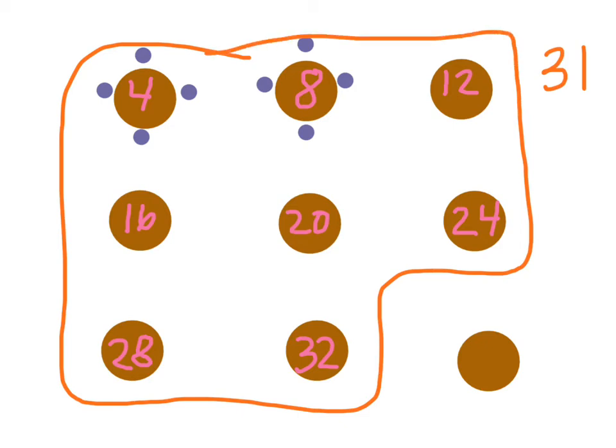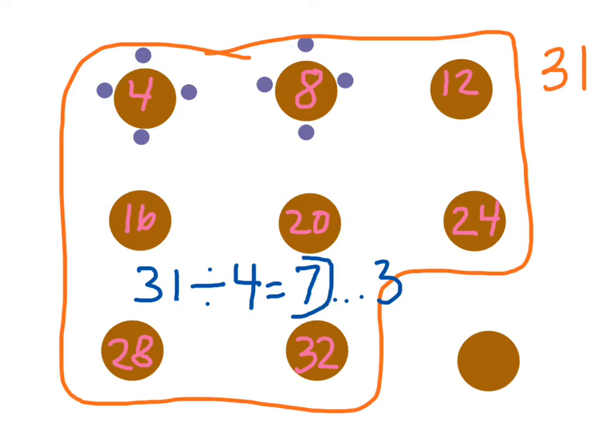And if you just use straight up division to do this, you'd have 31 divided by 4, which is 7 with a remainder of 3. But your answer is not 7 because you need a place for these students too. So that gives you the answer for the first one.